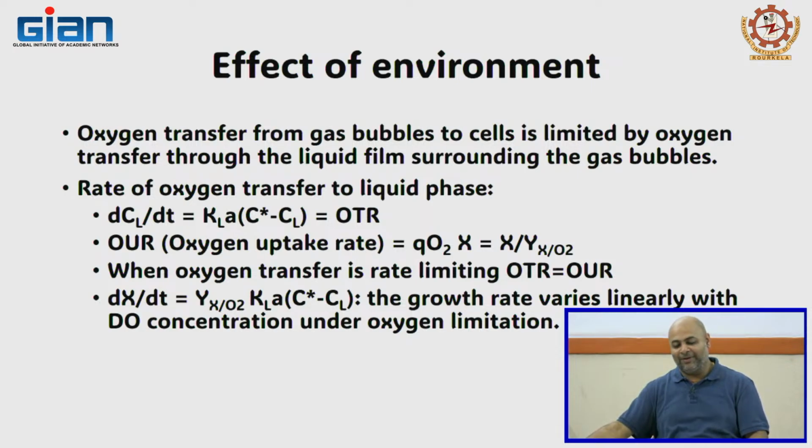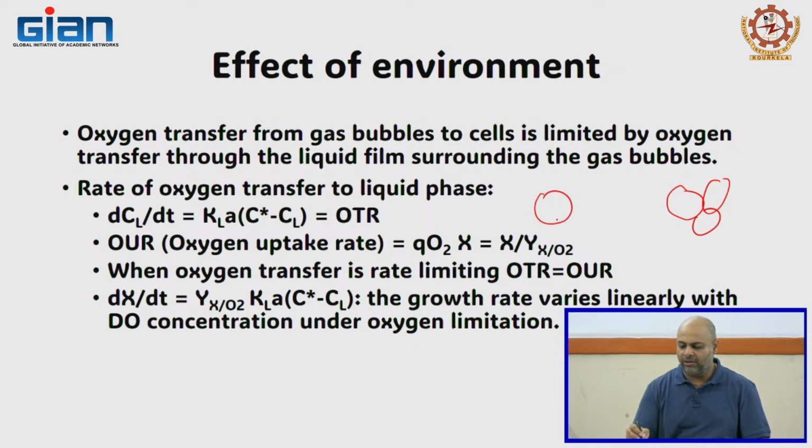So oxygen transfer from gas bubbles to cells is limited by oxygen transfer through the liquid film surrounding the gas bubbles. When we get into the heat and mass transfer, you will see how the oxygen is transported. So let's say this is your cell mass, like they might be in a clump, right? Your oxygen is coming out from the sparger, which gives out the bubbles. So there is a thin layer that it has to cross, then there is a medium through which it has to pass, and then there is a layer over a cell mass where it has to pass, and only then can it be consumed by the cell, right?